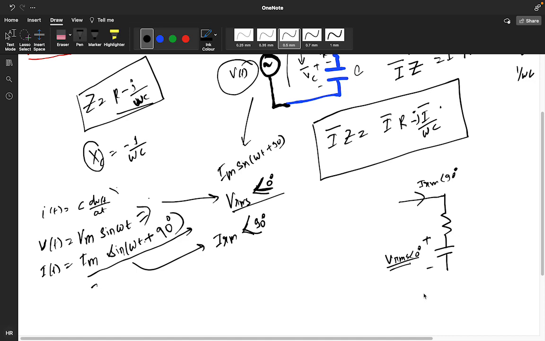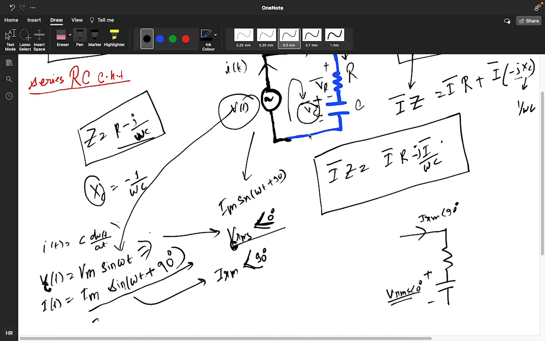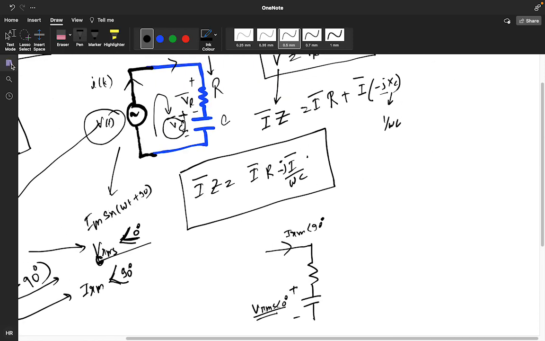What I am telling, I am considering this V of t is not belonging to this. I am taking the capacitor voltage as Vc of t. Let me write like this, Vc of t. This is not your V of t. So this particular is Vc RMS. I'm considering that our Vc voltage is like this. If you are confused, I will tell you in another way.